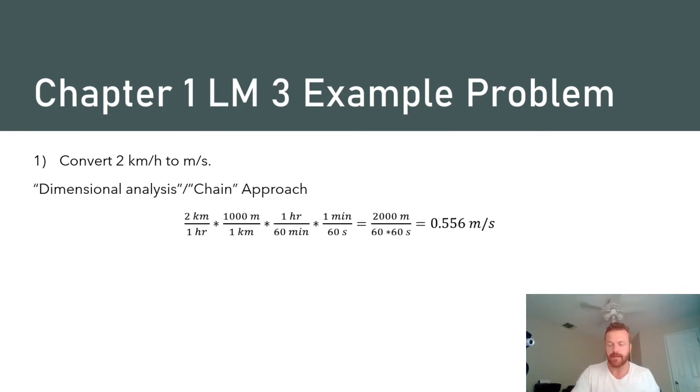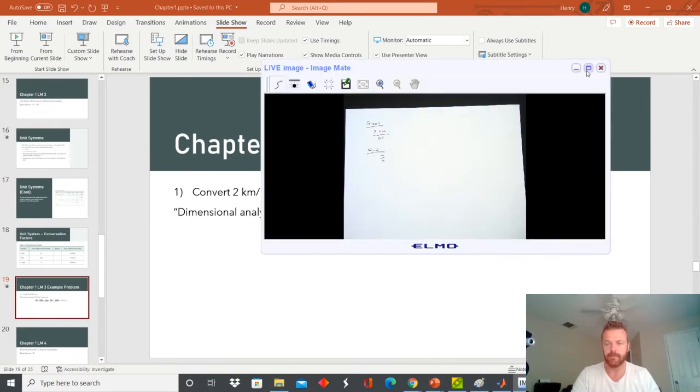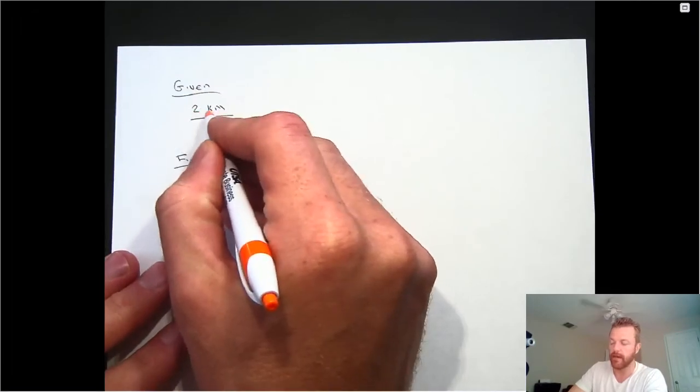So here's the actual typed solution, but I want to show you by hand here, just so we can work through it together. Let me go to my doc cam. So how do we do this? We were given this quantity, 2 kilometers per hour.